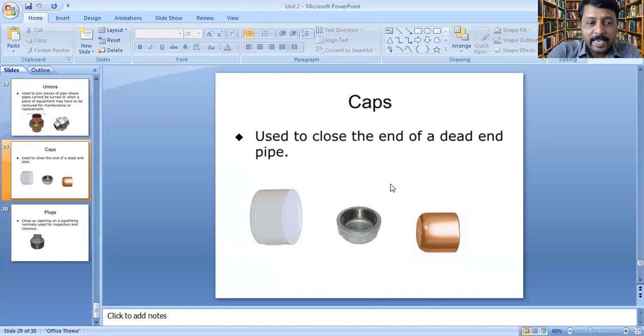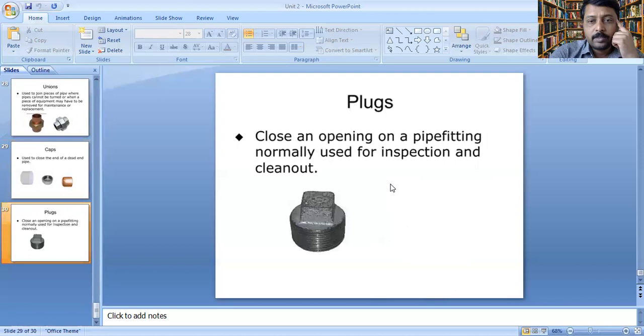Then there is a cap. Now caps are used to close the dead end of a pipe. Generally whenever there is a dead end and we have to stop the flow, at that end we have to use different types of caps. This is very easy to understand.